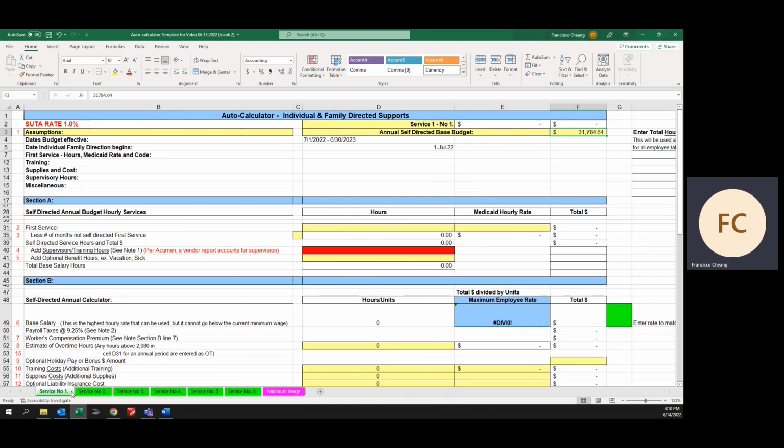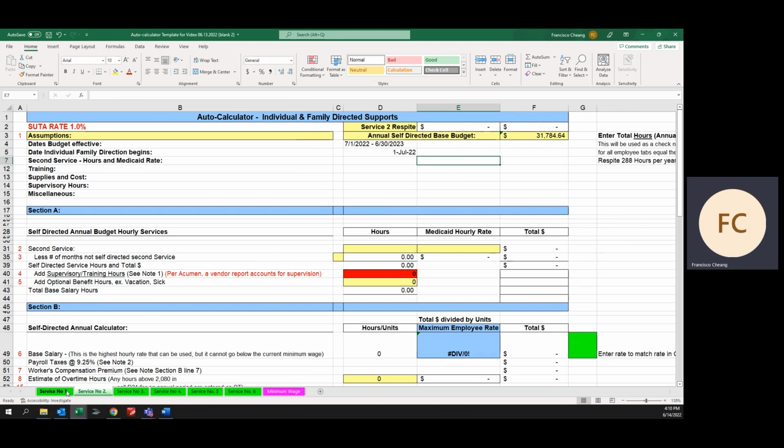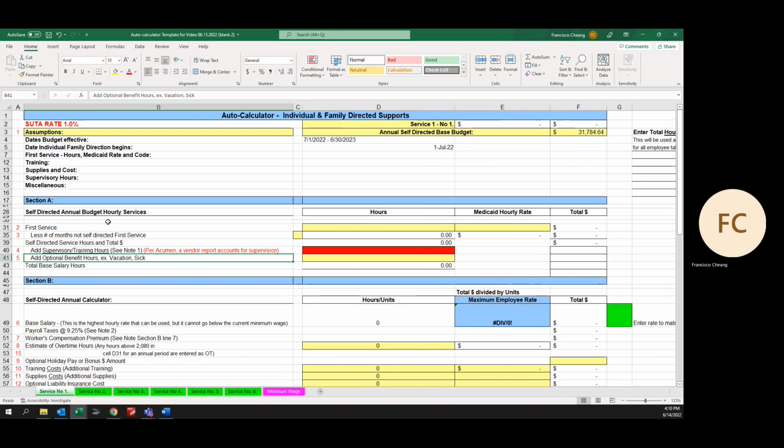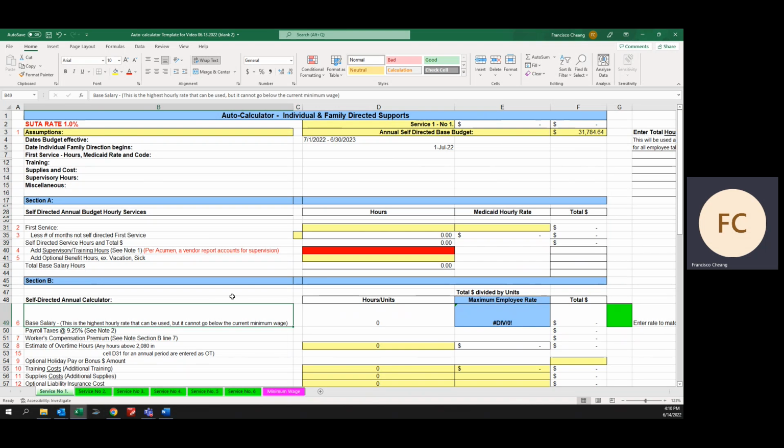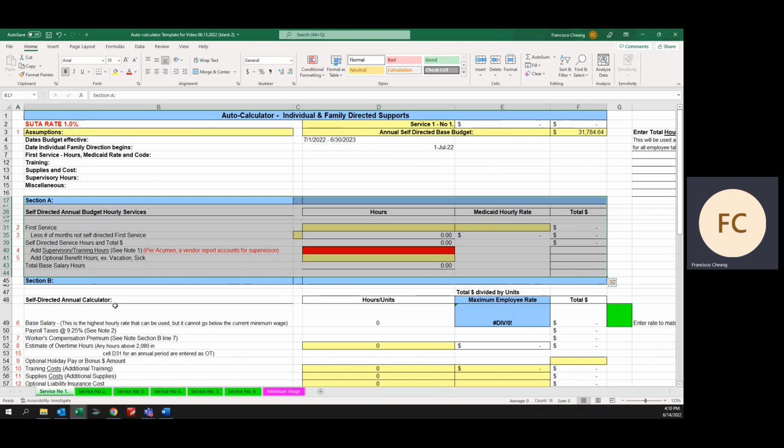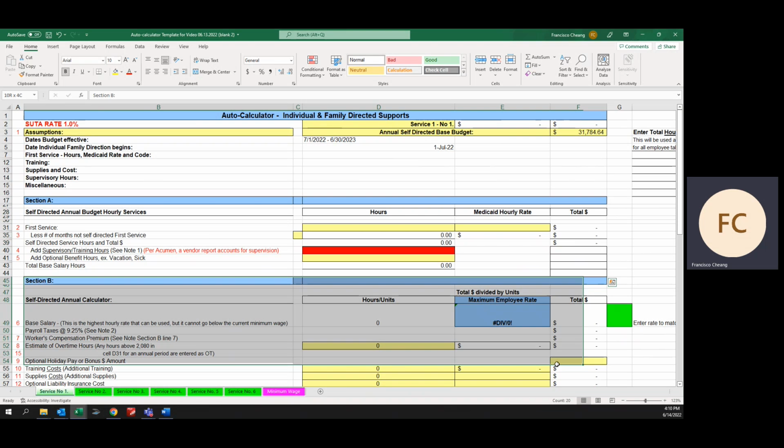The service tabs at the bottom are going to relate to the service you're calculating. So for example, service 1 could be community living and supports in this example, and then service 2 can be your respite service. The second section is section A and section B. The way we like to describe these 2 sections is by making the analogy that you are working with a piggy bank. Section A is what you bring into your piggy bank, and section B is what you're going to be paying out of your piggy bank.